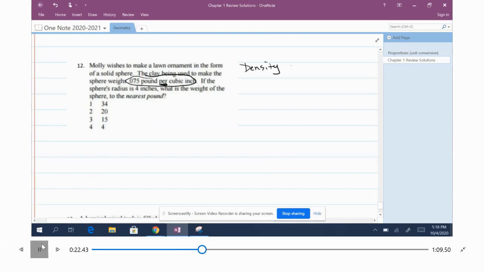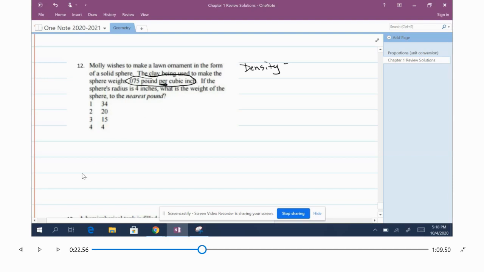Okay, here we go again. The key to this problem is the word per. We've got a sphere. So 0.075 pounds per cubic inch. So cubic inch is a volume. Pounds will go on top. The word per means pounds over cubic inches.